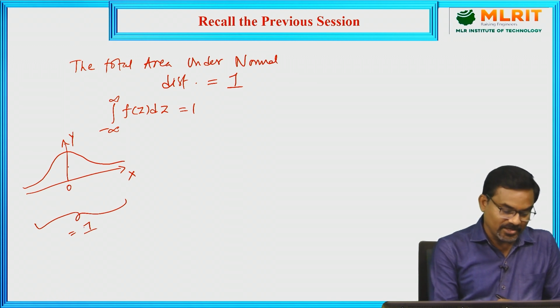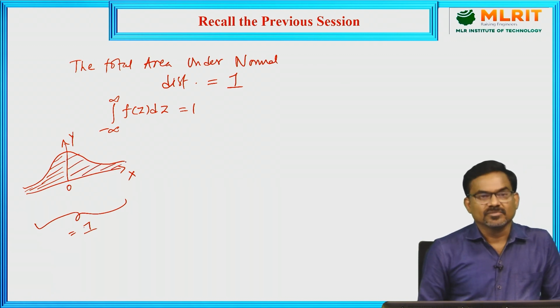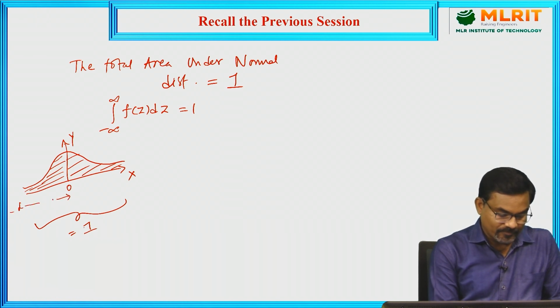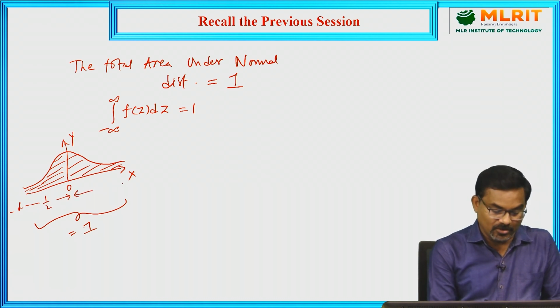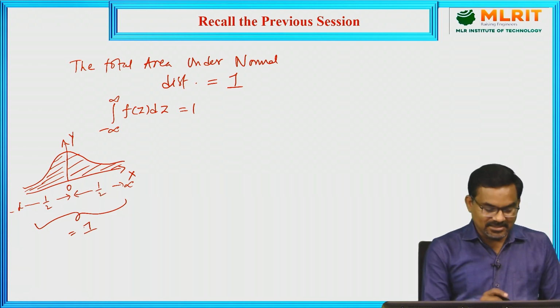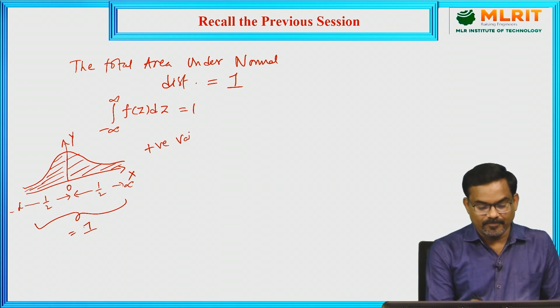Since the curve is symmetric, the left side portion is equal to that of the right side. So the left side area from minus infinity to 0 is equal to 1 by 2, and the positive portion from 0 to infinity is also equal to 1 by 2. So it is divided into exactly 2 halves. Since the normal curve is symmetric, the normal distribution table was constructed only for positive values.